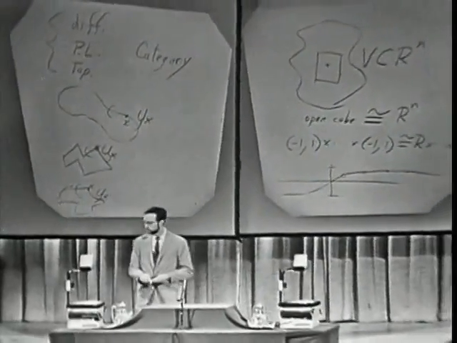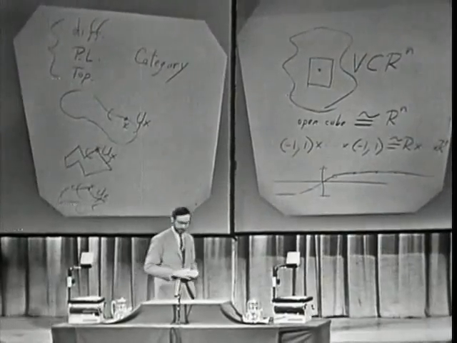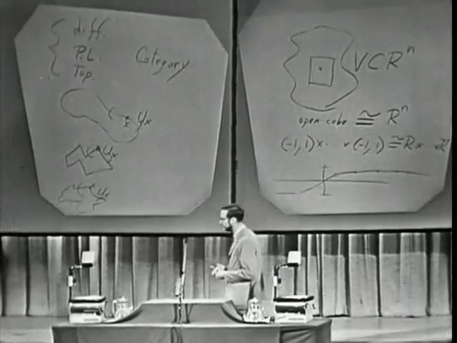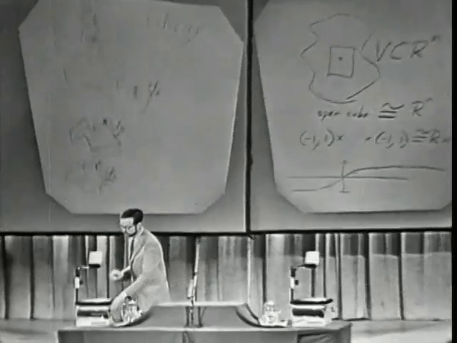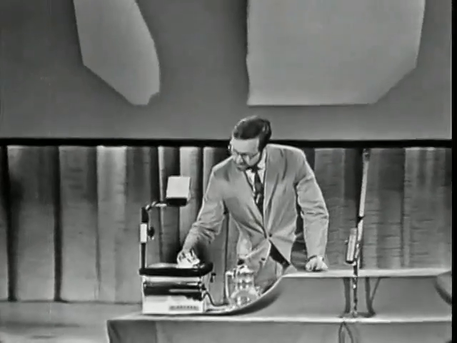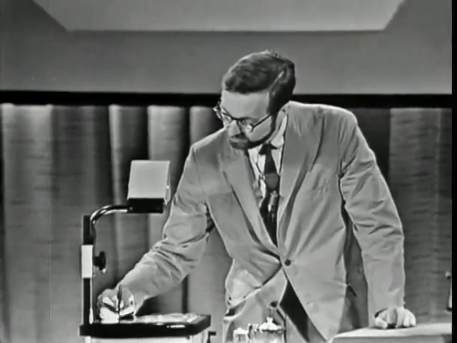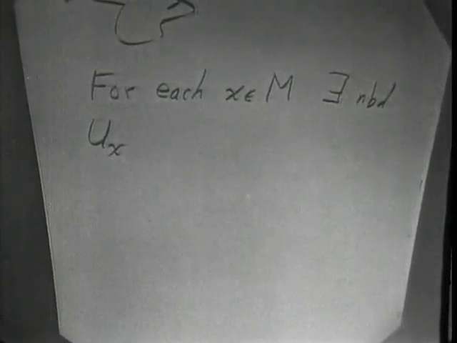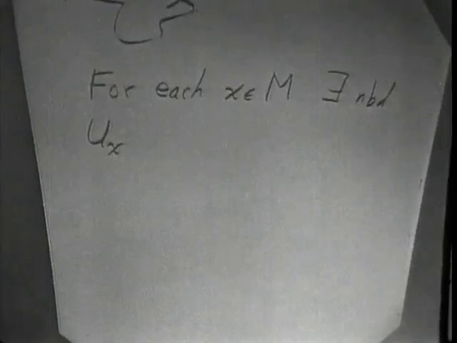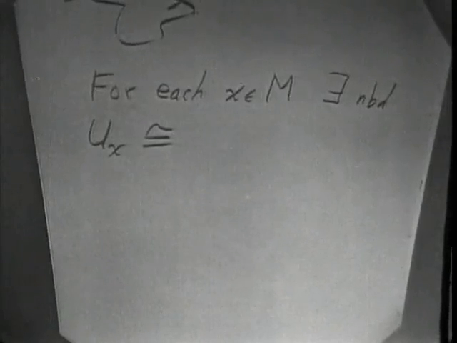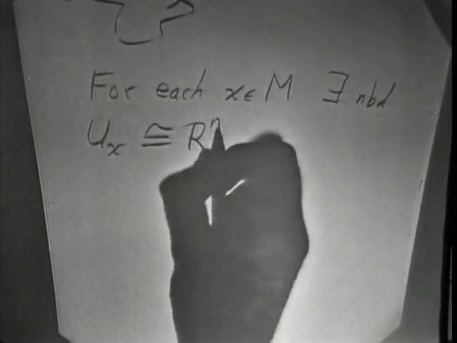So what this argument shows is that each point on the manifold has a neighborhood which is isomorphic in the given category to the full Euclidean space of the same dimension. So we say, for each x in our manifold, there exists a neighborhood U sub x in the relative neighborhood, a neighborhood within the manifold M, which is isomorphic, either differentiably, piecewise linearly, or topologically isomorphic to the full Euclidean space of the same dimension.